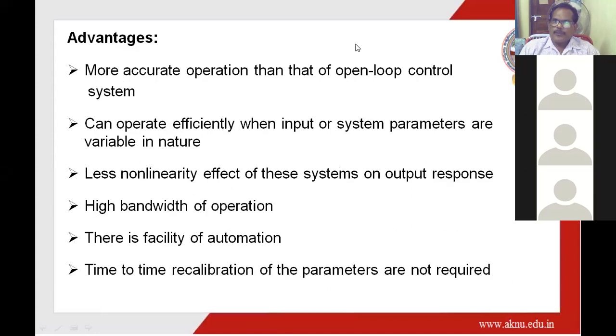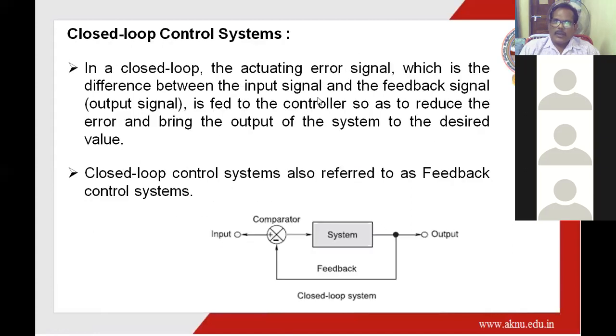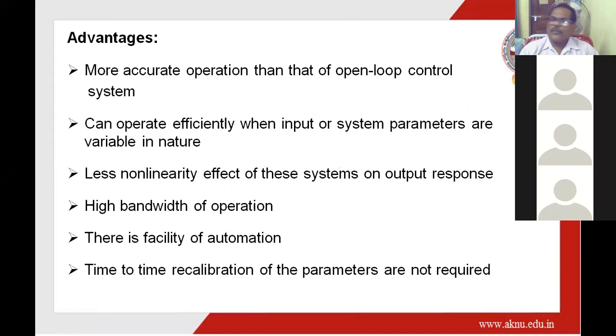So here we have a block diagram. This is the input, and this is the feedback signal. The feedback signal is compared with the input signal. Then we generate the activating signal or error signal. By using this error signal, we can control the system until we get the desired output. Okay, now we see the advantages of the closed loop system.